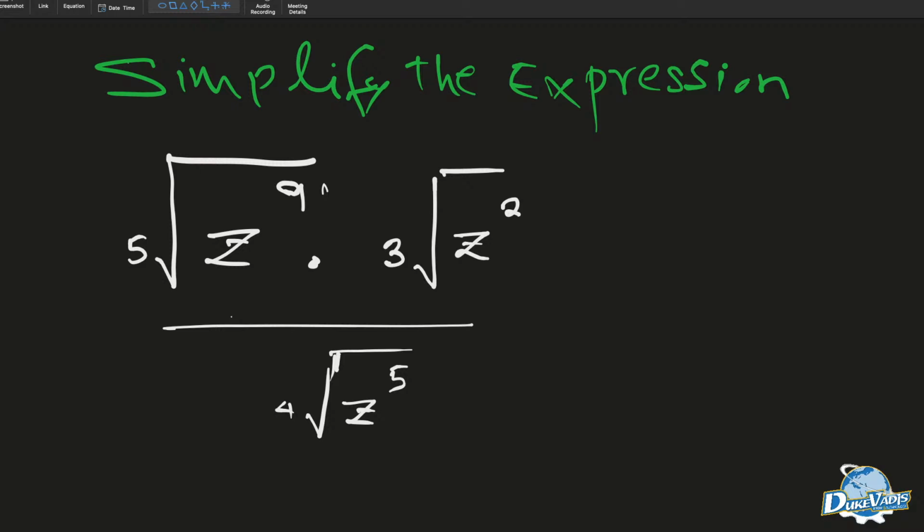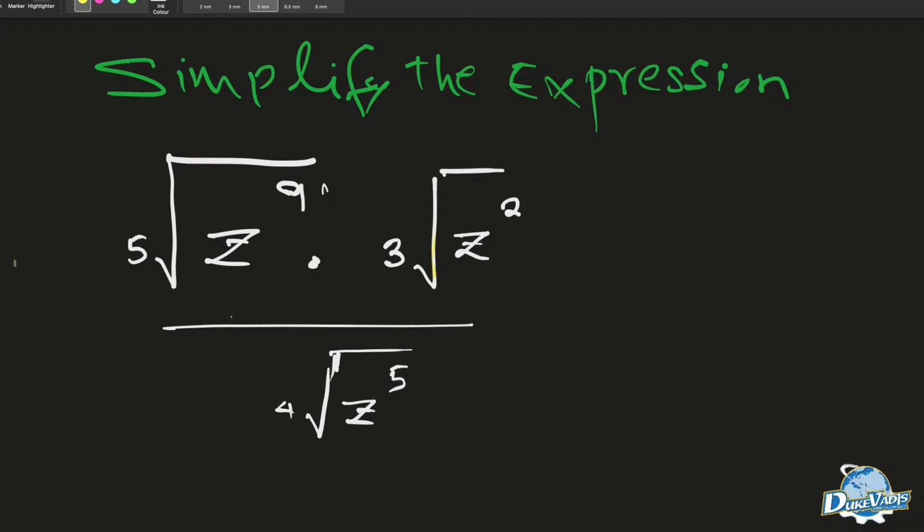It's something we do all this while. If you look at it very carefully, you see that everything is involved with z. Here we have z raised to the power 9, and also here we have z raised to the power 2, and the bottom one is z raised to the power 5. So all we do is convert it to the way it's supposed to be. How do we do that? Let's see.